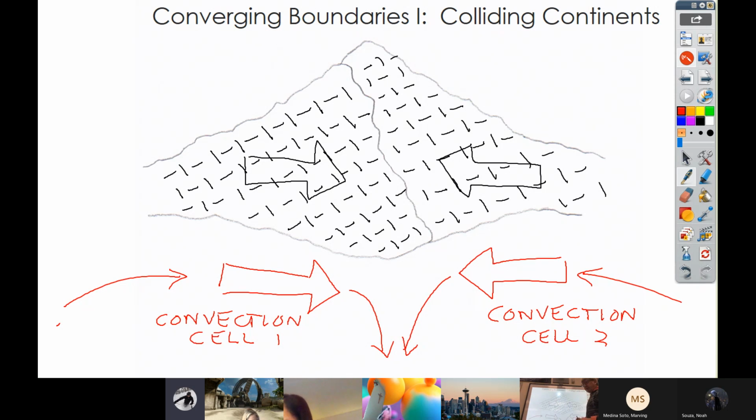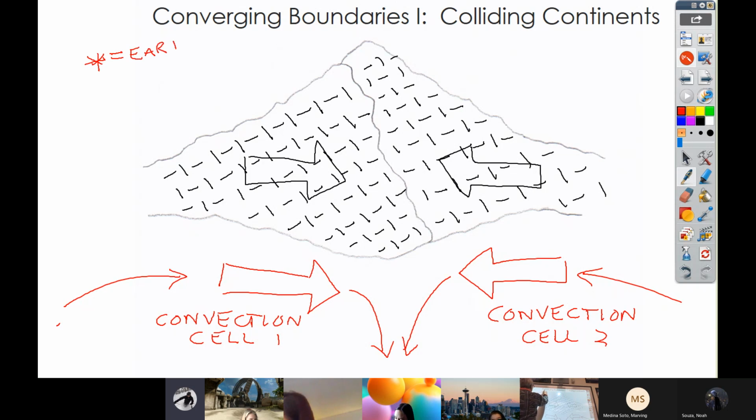Now, maybe you're thinking to yourself, well, if these continents are colliding, if they're crashing into each other, isn't that going to shake up the land? In other words, aren't there going to be earthquakes? And the answer is yes, there are.